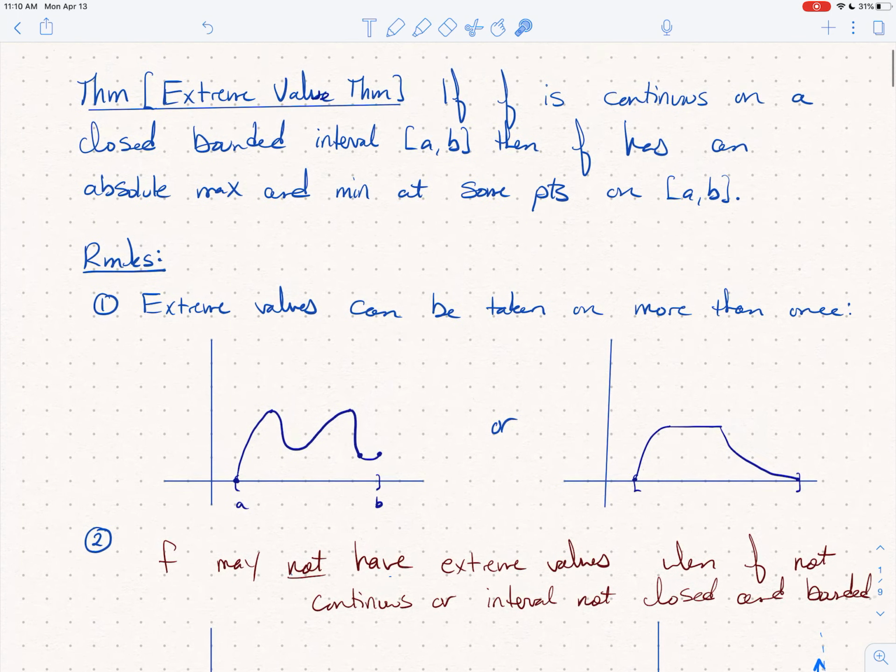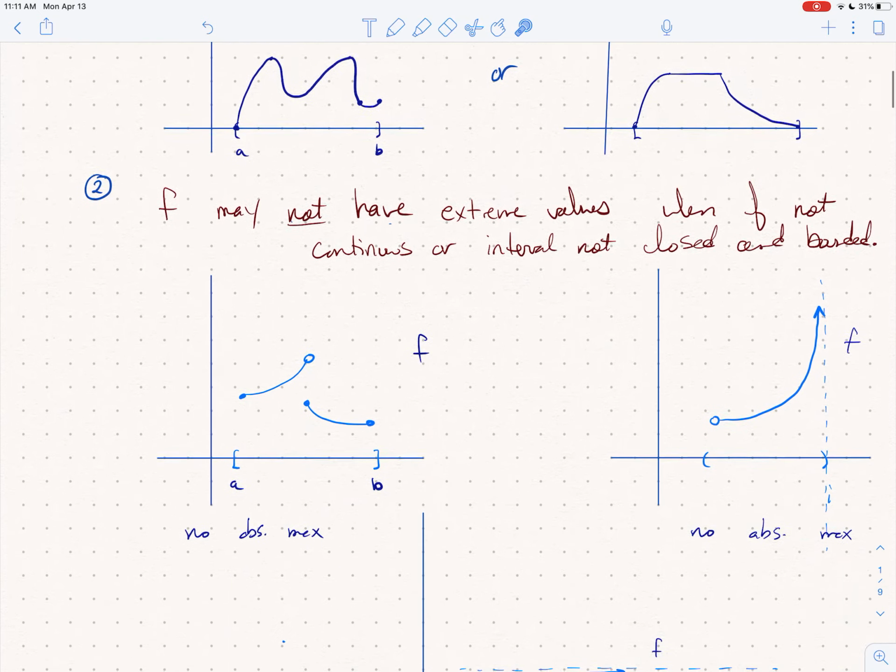closed and bounded. The extreme value theorem is guaranteeing you that you have an absolute max and an absolute min only when f is continuous and the interval is closed and bounded. It doesn't say you don't have them in the other cases. It just says you might not have them.